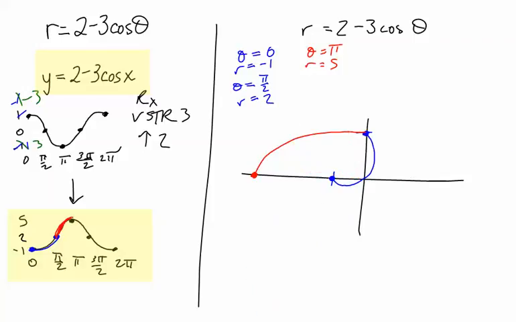Now let's turn our attention to the next portion of our graph. The next portion of our graph here goes from pi to 3 pi over 2. It's going to continue until we get to theta equals 3 pi over 2, and the radius equals 2. That's going to be a point down here. Theta equals 3 pi over 2, and the radius equals 2.